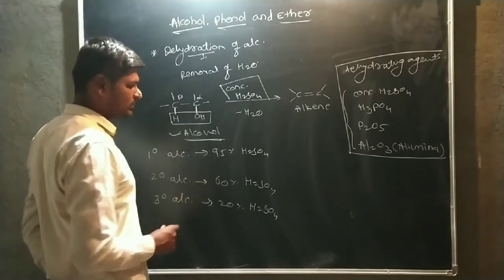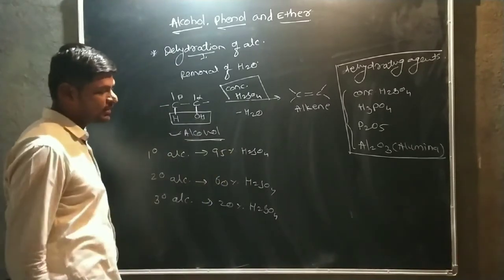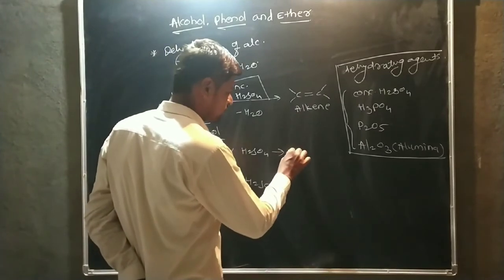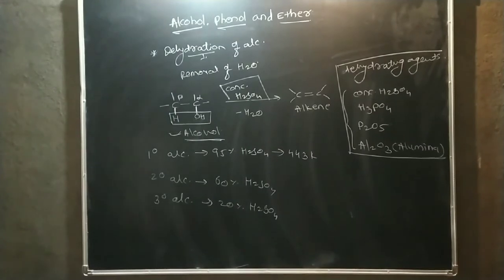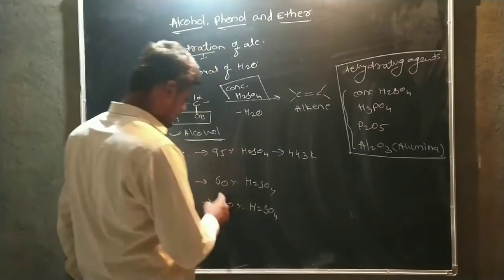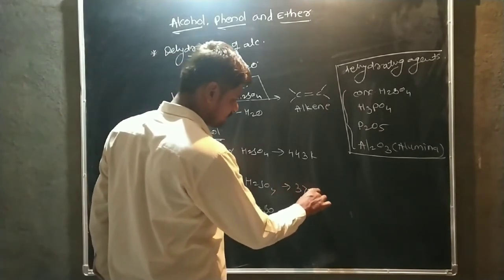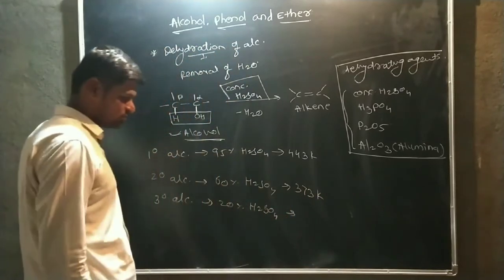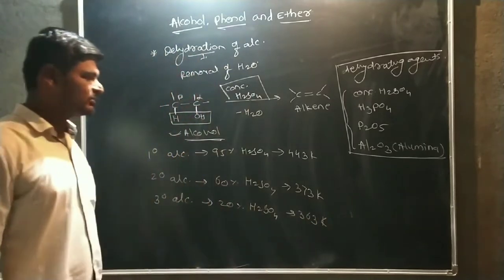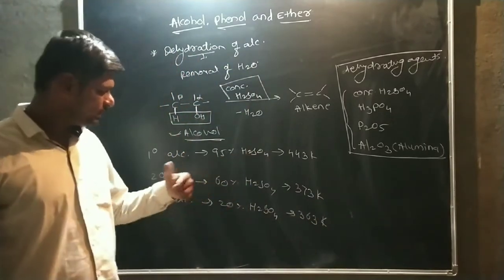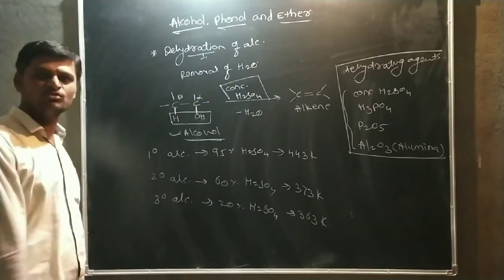If 95% or 90% concentrated H2SO4 is used with primary alcohol, the temperature is 443 Kelvin. After that, if 60% H2SO4 is used, then the temperature is 373 Kelvin. And if 20% H2SO4 is used, then the temperature decreases to 363 Kelvin. So the temperature is variable, as well as the concentration of H2SO4, depending on which type of alcohol is used in this reaction.